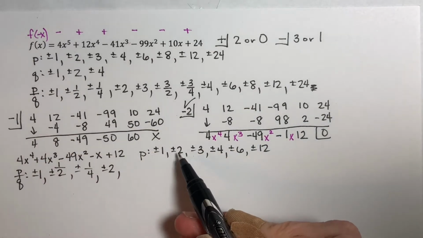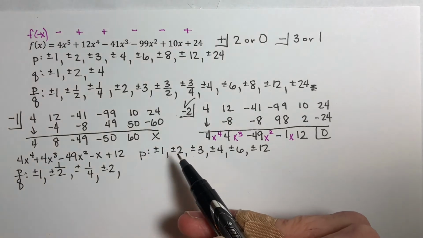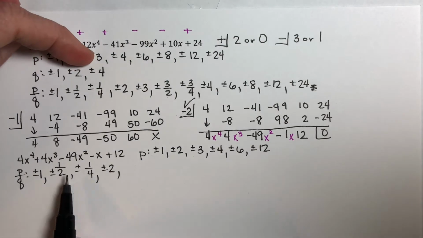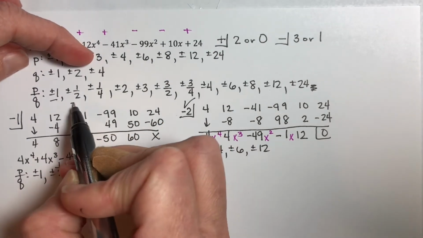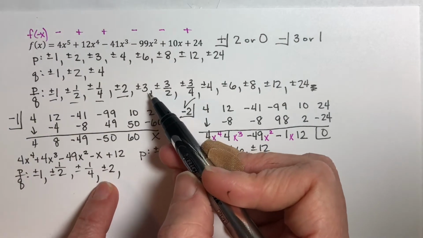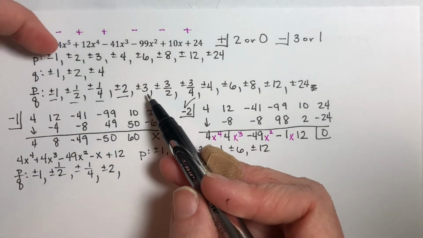2 over 2 is 1, 2 over 3, 2 over 4 is 1/2. So basically I've used this, this, this, and then I have this one. I still have the 3, so I'm going to get all of the ones involving a 3.